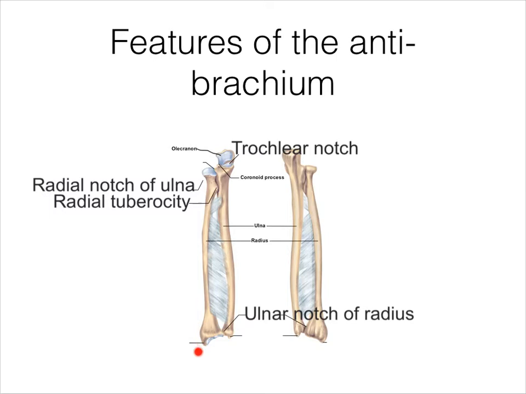Down here, we see that there and that there. Those are both processes, and they're sort of sharp, spiky processes. So those are both styloid processes. Both the radius and the ulna have a styloid process.